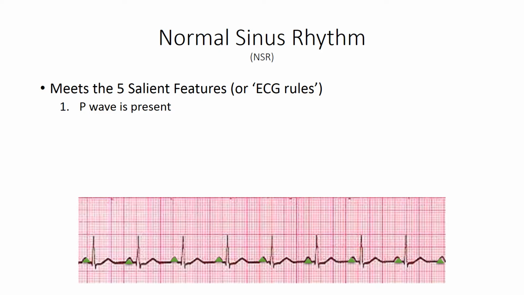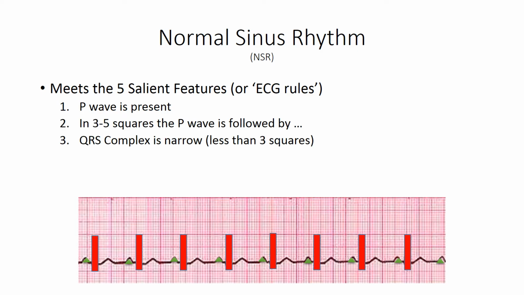Now, looking at the P wave and moving to the left or to the right, we see that there are QRS complexes that are 3 to 5 blocks from it. And those QRS complexes, which I now have highlighted in red, are narrow. They are less than 3 squares wide, so they are narrow QRS complexes.